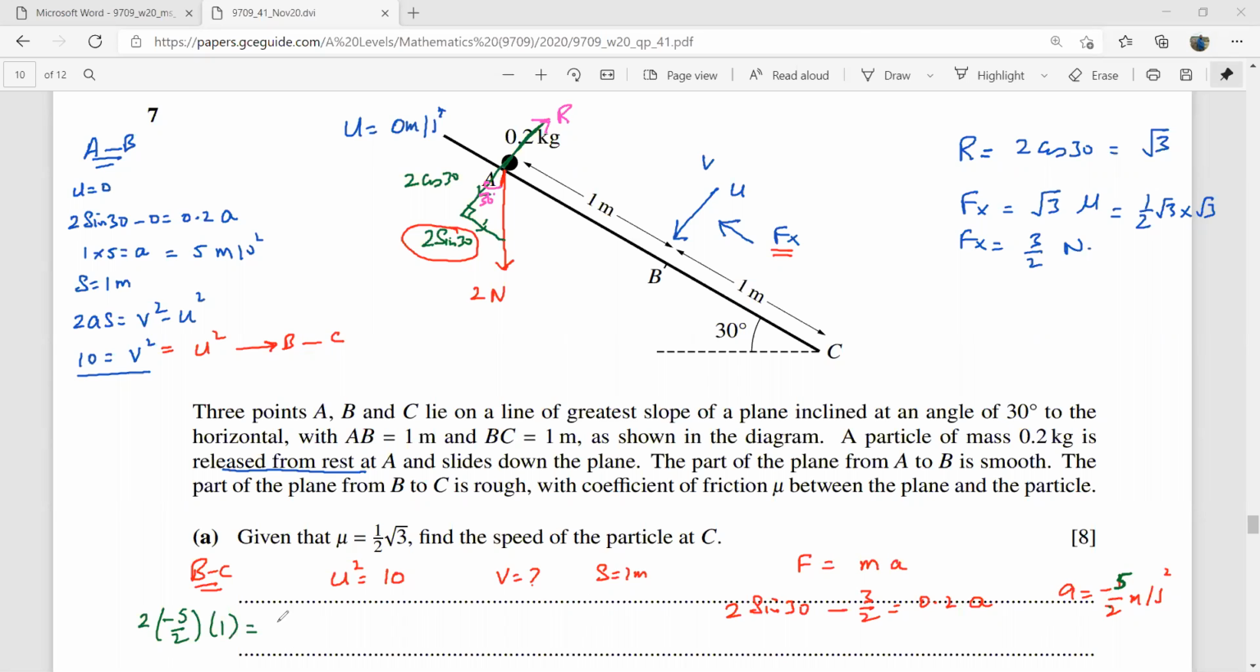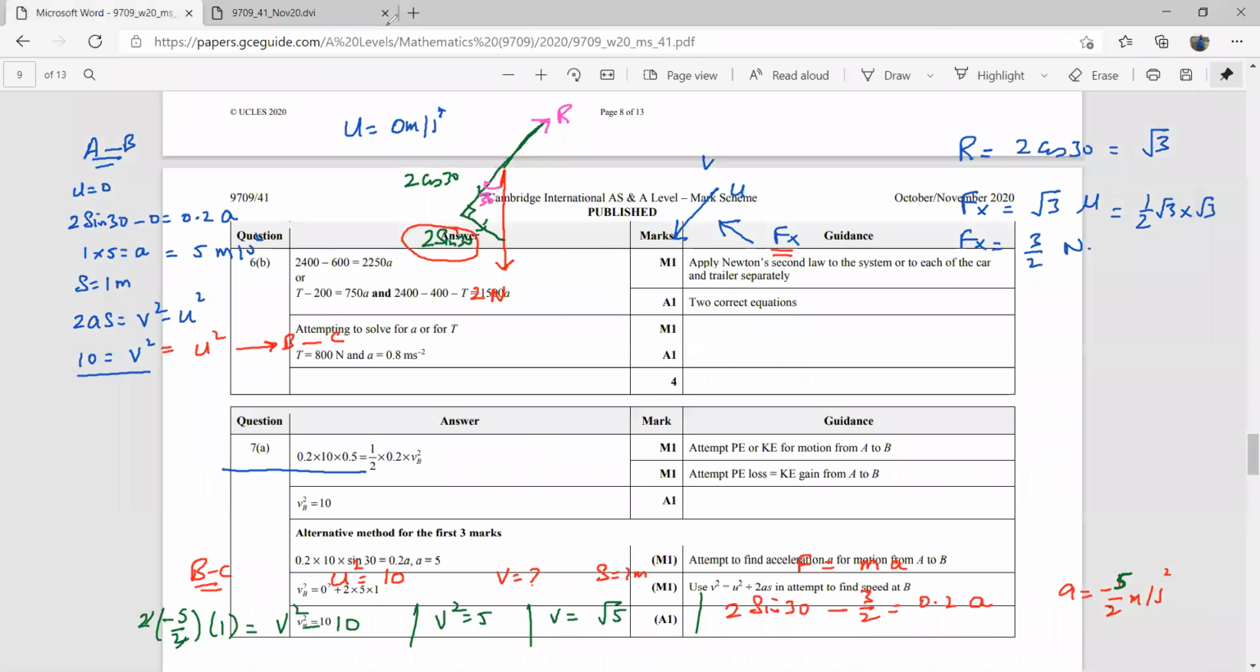2as is equal to v square minus u square, right? So v square is going to be 5, and your v is going to be under root 5. So let's check the answer. Under root 5.